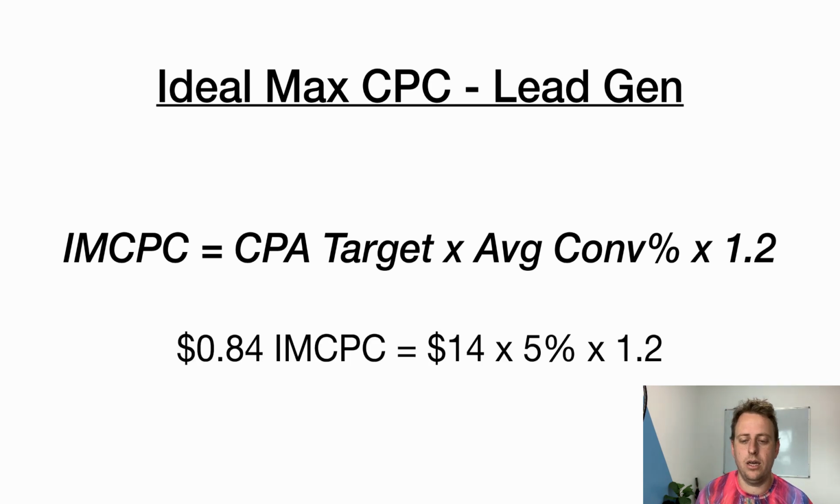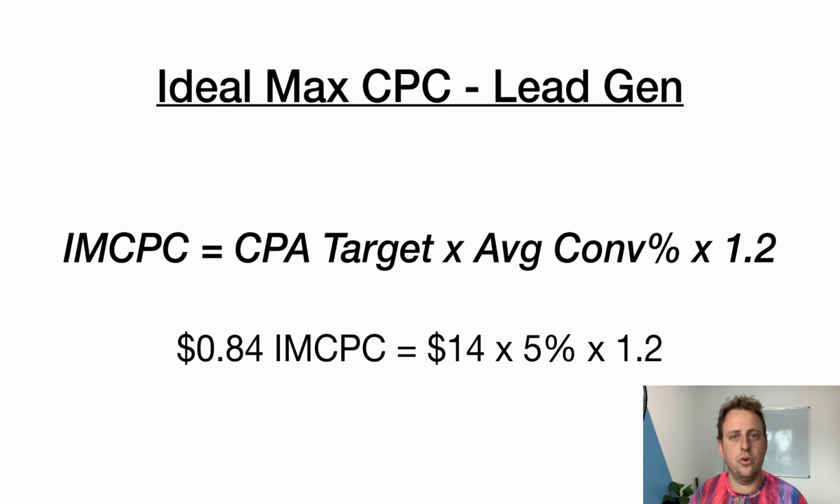So you take that number. And in this example, I'm using a CPA target of $14. So I'm saying I'm prepared to spend $14 per lead that comes into my business. I know on the leads that come into my business, my conversion rate is 5%.